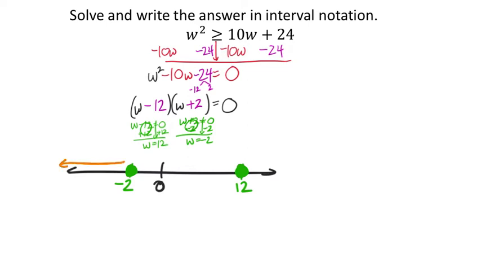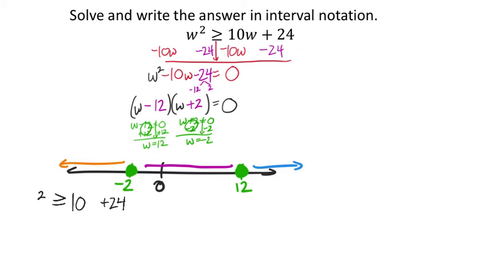So now that I have that, I have some intervals to check. This one to the left of -2, and then in between -2 and 12, and then to the right of 12. So let's get to checking. I'm going to go back to my original inequality, which I recommend doing, always using the original, but you can use the one that you forced to happen from the principles of equality. Just be careful if you do. So mine shows w squared should be greater than or equal to 10 times w plus 24.